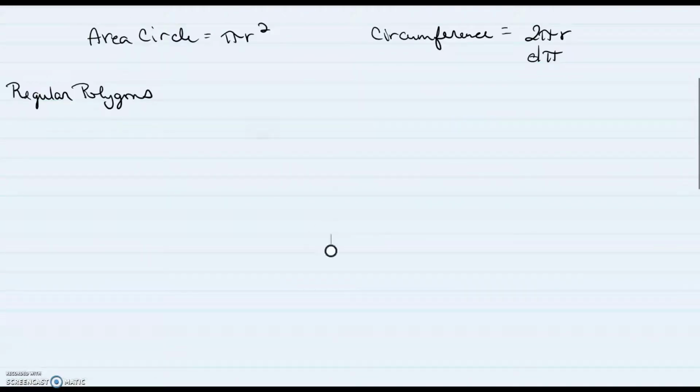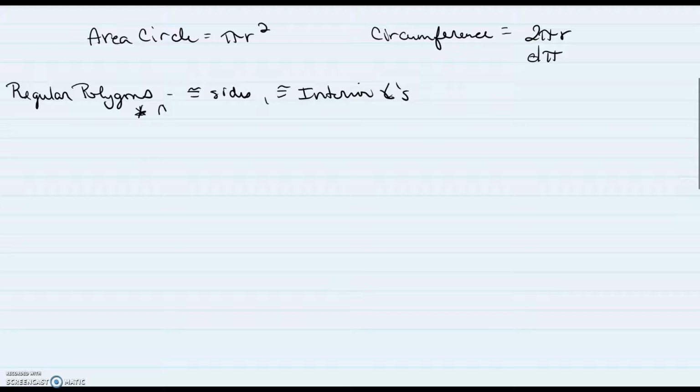We've already talked about regular polygons, but remember that they have congruent sides and congruent interior angles. And then another thing about regular polygons that we haven't talked about but seems obvious is that the center is equidistant from all the vertices.